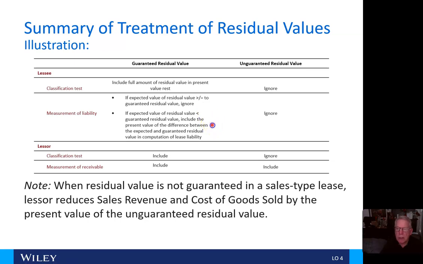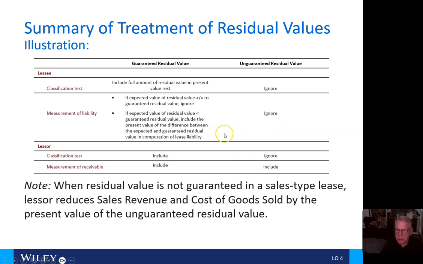And in the measurement of the liability, if the expected value of the residual value is smaller than the guaranteed residual value, then we'll include the present value of the difference between the expected and guaranteed residual value in the computation of the lease liability. And we'll ignore that under the unguaranteed residual value.